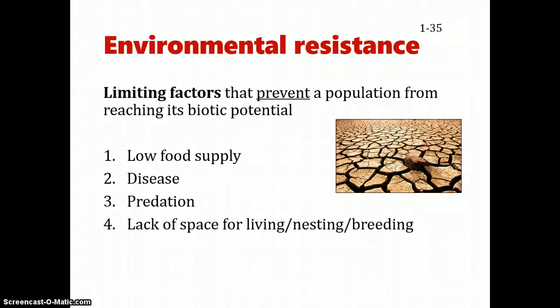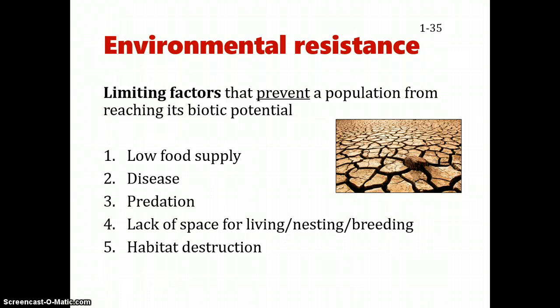One could be a lack of space. So even if you have, say, a population of zebras, if there's not enough space for them, if they're crowding, or maybe they don't have a breeding territory, they're not going to be able to reproduce as much. And then finally, and kind of tied into number 4, is habitat destruction.